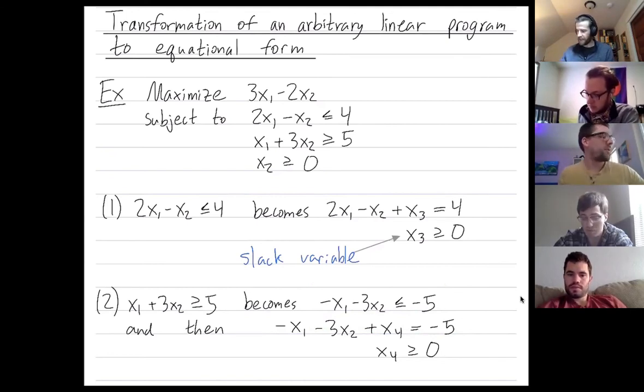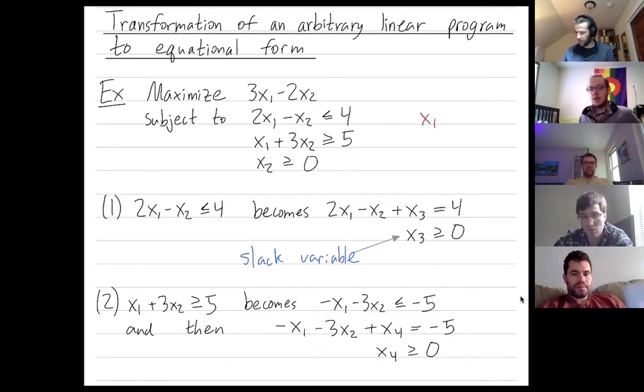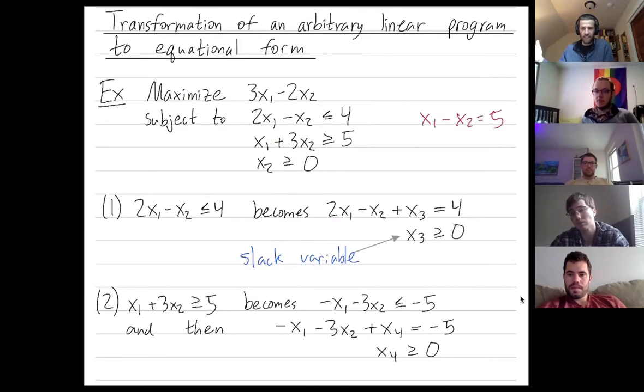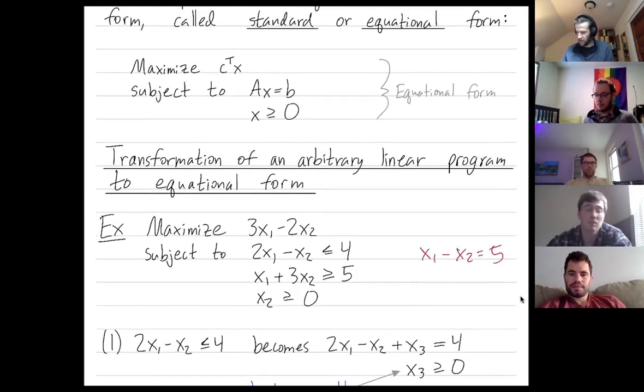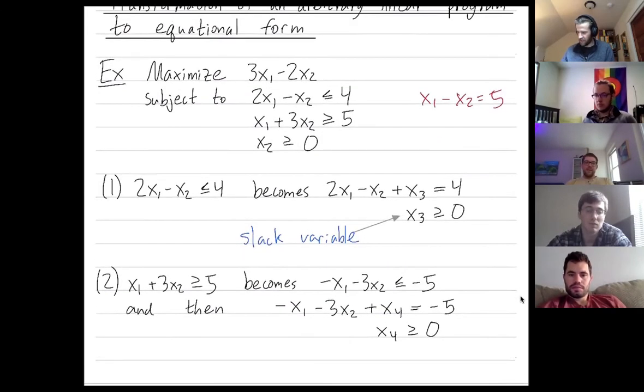I might have had equality constraints, like x1 minus x2 equals 5. Those I don't need to change, right? Because I'm trying to get to a form that allows equality constraints. So equality constraints you just leave be.